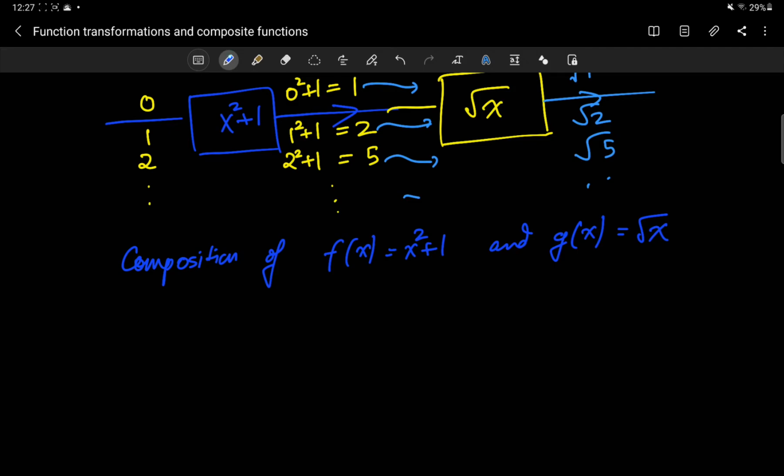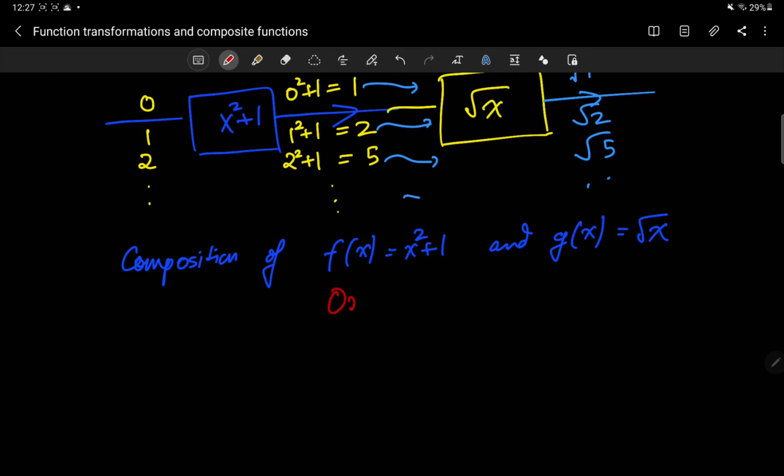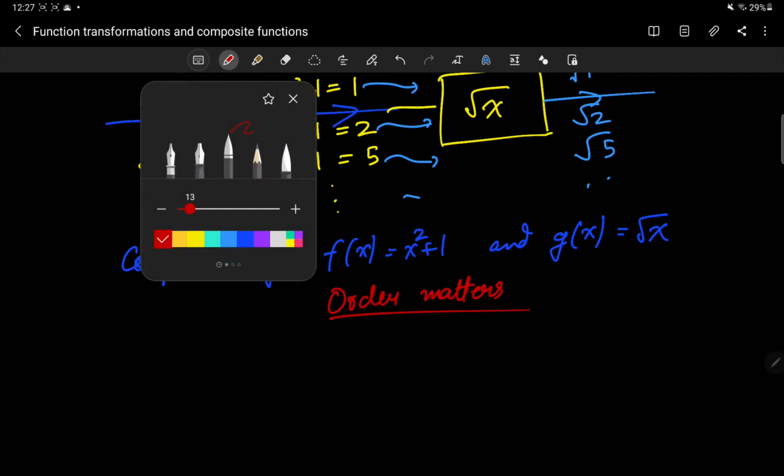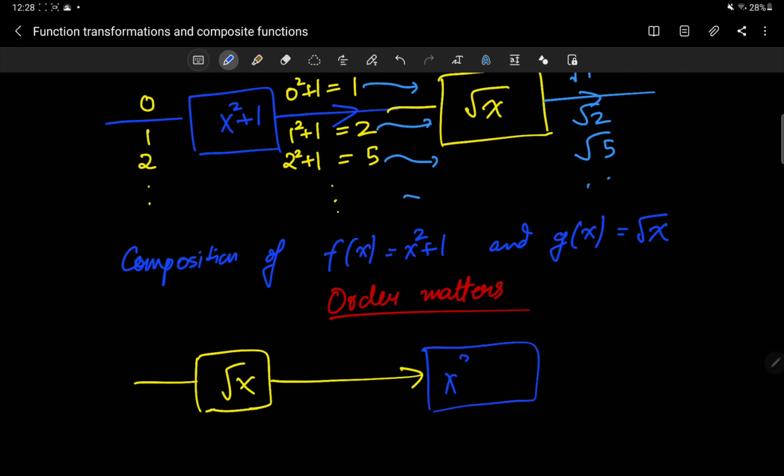But one important thing to note here, first of all, is that the order matters. What does that mean? Let's say I switch the orders of these functions here. Let's say I go square root x first, and then I go into x squared plus 1, right? Let's start with the same inputs. Let's say 0, 1, 2.